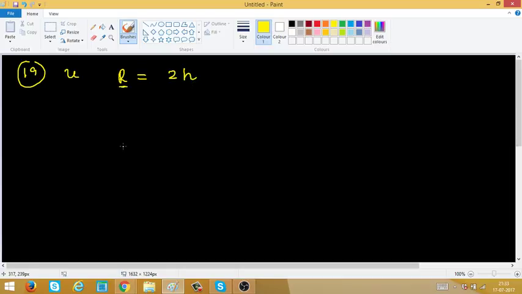Now we know the equations for h. H is equal to u square sine square theta by 2g, and the equation for r is equal to u square sine 2 theta by g. You should keep these formulas in mind so that we are able to solve questions quickly. This is the equation for h, this is the equation for r, and it has been given r is equal to 2h.